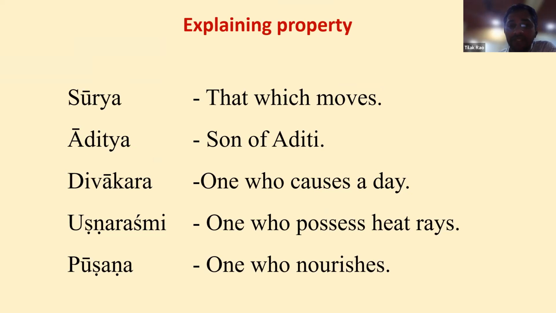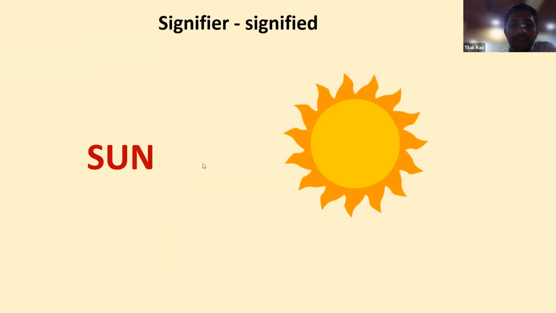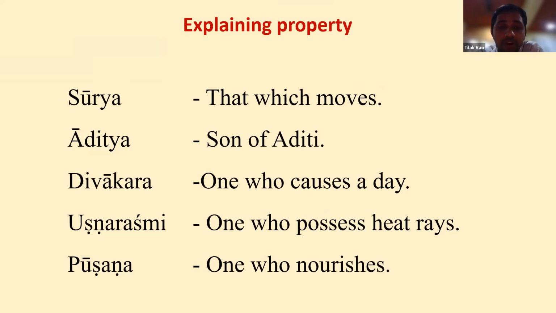But what is the difference when compared with English? What is the difference between the word sun and these words? What are these words doing? They are not signifying some object, but they are explaining the property of that object. If we see these five examples, when we use Surya, it means that which moves. We can see the movement of sun, though it doesn't move, but it appears as if it is moving.